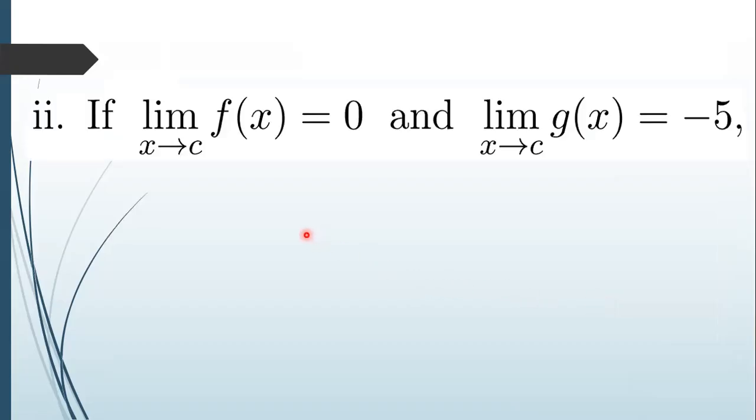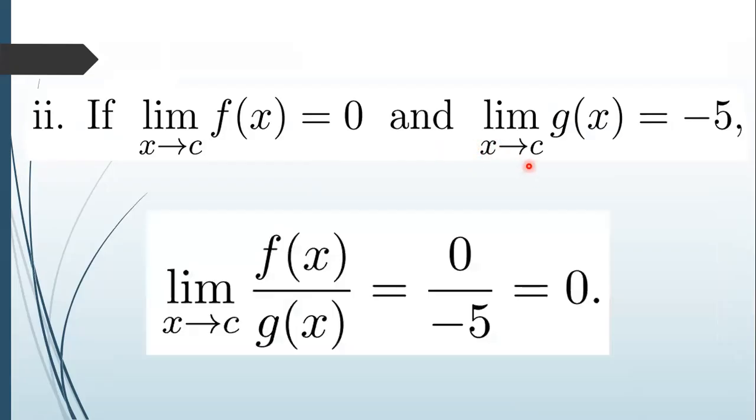Following by another example. If the limit of f of x as x approaches c is 0, and the limit of g of x as x approaches c is negative 5, then applying the division theorem, 0 over negative 5 is equal to 0. Yes, it is okay if the numerator is 0, but it's not okay when our denominator is 0 because that will make it undefined. But in this case, this is just equal to 0.